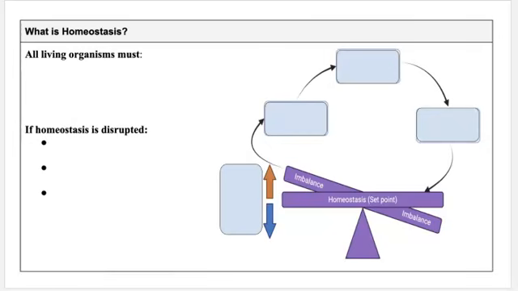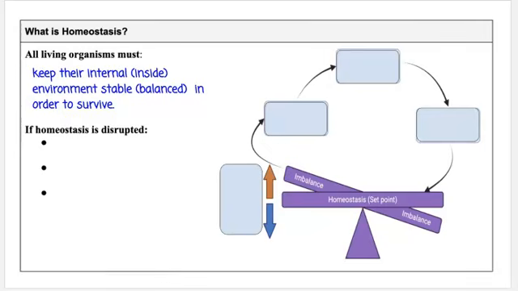Alright, let's start with the big idea. Homeostasis means keeping things stable inside of your body, even when the outside environment changes. All living organisms need this to survive. Your body is constantly trying to stay balanced, like temperature, water levels, and blood sugar. We call your body being balanced a set point.